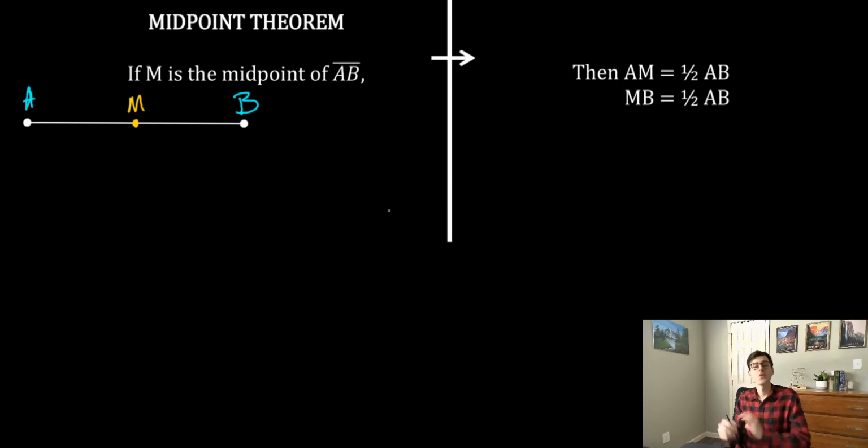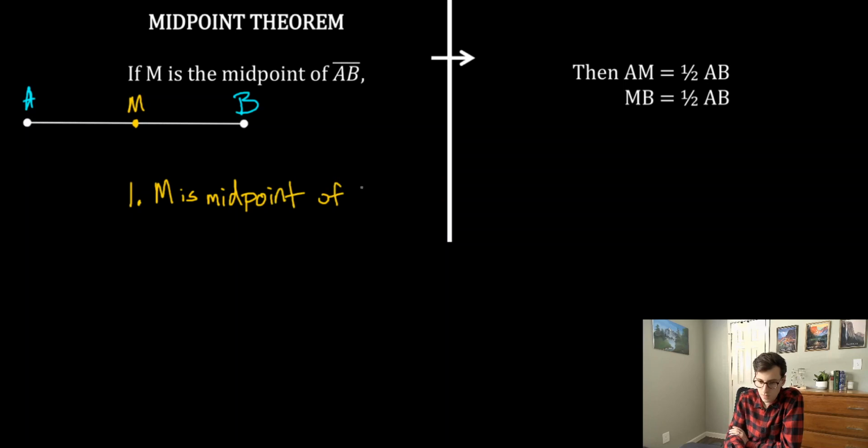Okay, so let's take a second and actually try to prove this theorem. If M is the midpoint of AB, that's our given, and you'll see this in two-column proofs a lot. We start out with 1, M is the midpoint of segment AB, and that's given to us.